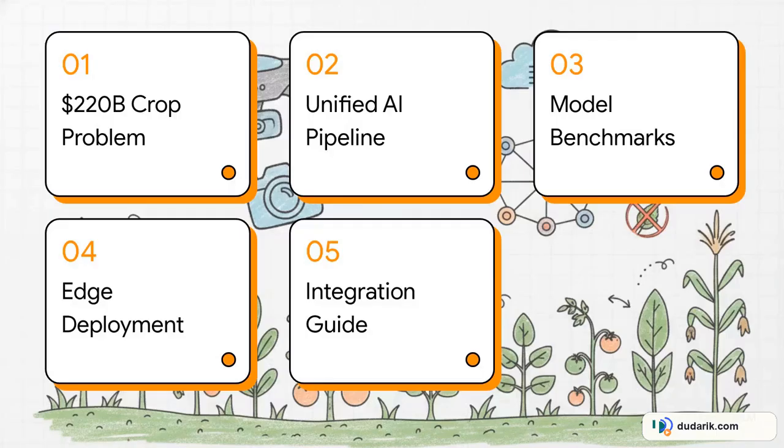All right, let's just dive right into it. Today's roadmap will look at the $220 billion crop problem, break down the unified AI pipeline, do a little model benchmark showdown, talk real-world edge deployment, and wrap up with a developer integration guide. Let's get to it. Part 1.